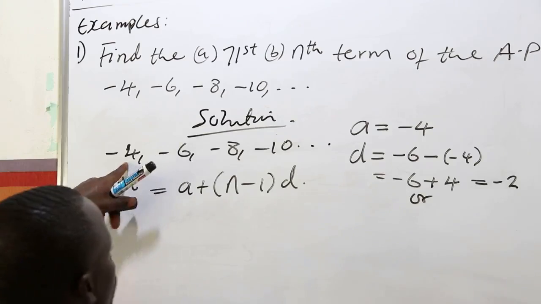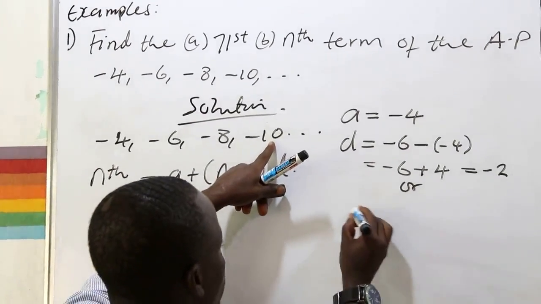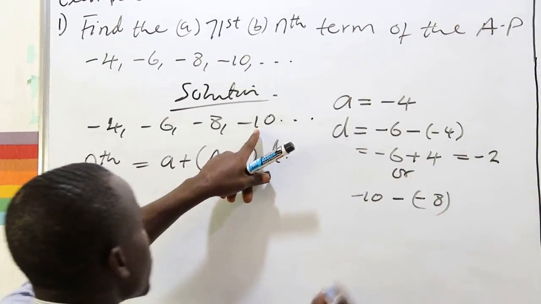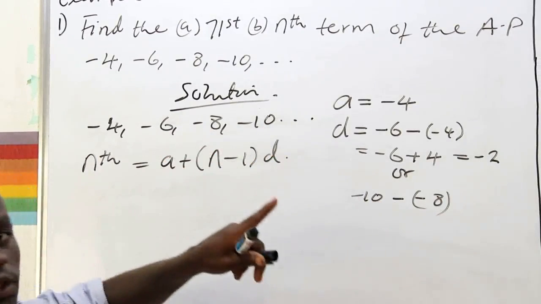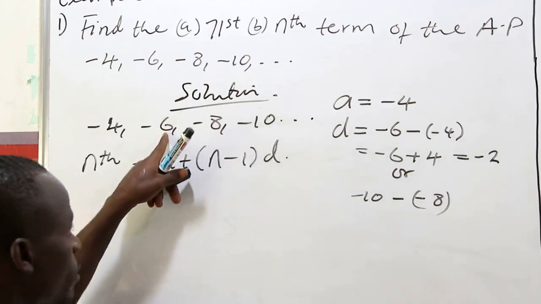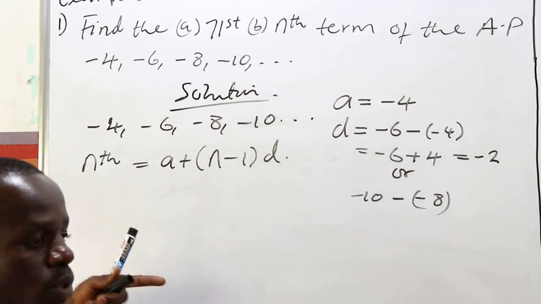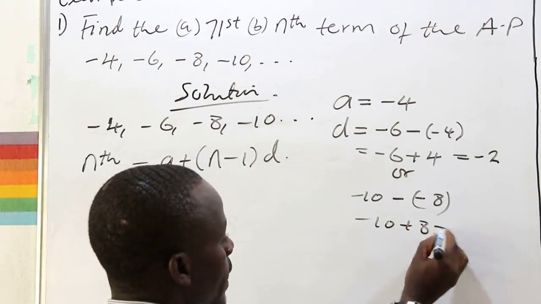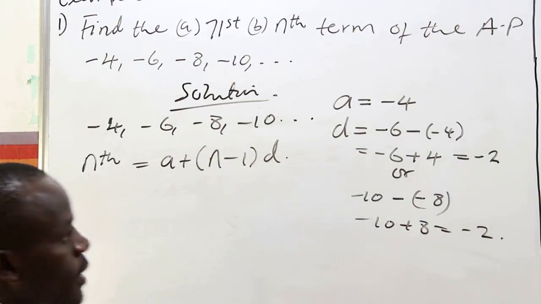Or you can use minus 10 minus minus 8. That's minus 10 plus 8. Please don't make the mistake of saying minus 10 minus minus 6. No, there shouldn't be a term in between what you are using. So this will be minus 10 plus 8, and still minus 2 we have, isn't it?